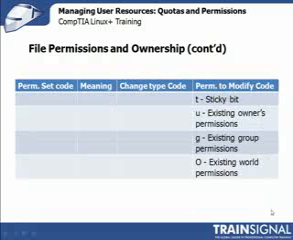Continuing from our previous slide, we only have a few remaining permission modify codes. We have T for the sticky bit, U for the existing owner's permissions, G for the existing group's permissions, and O for existing world permissions. Next we'll cover how to set the default mode and group.